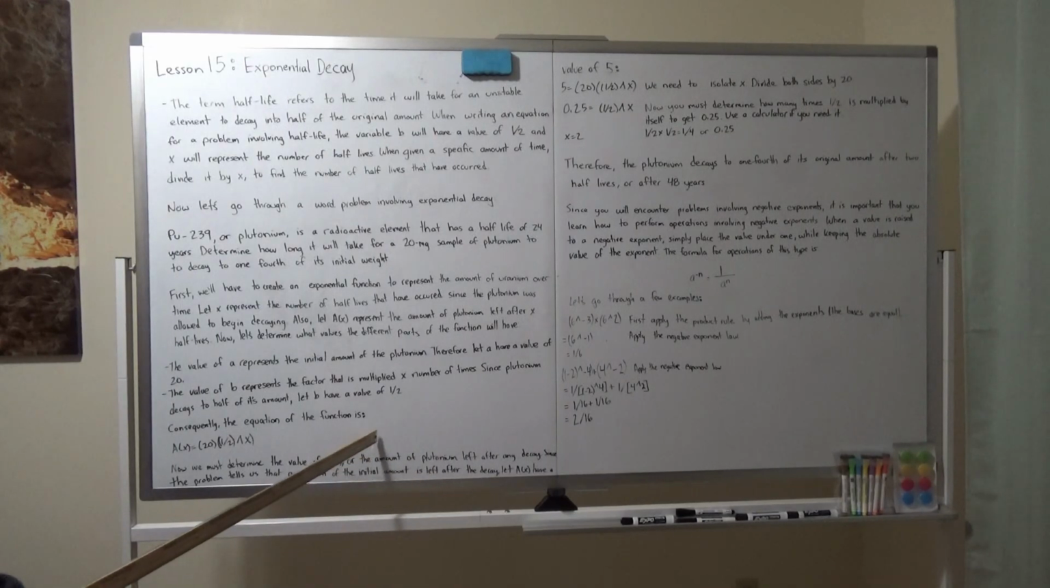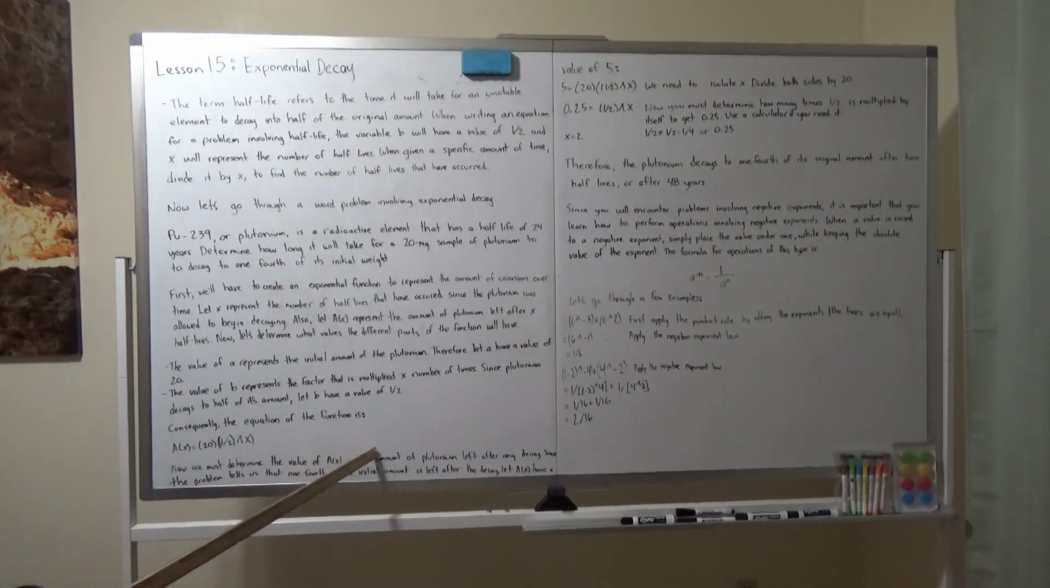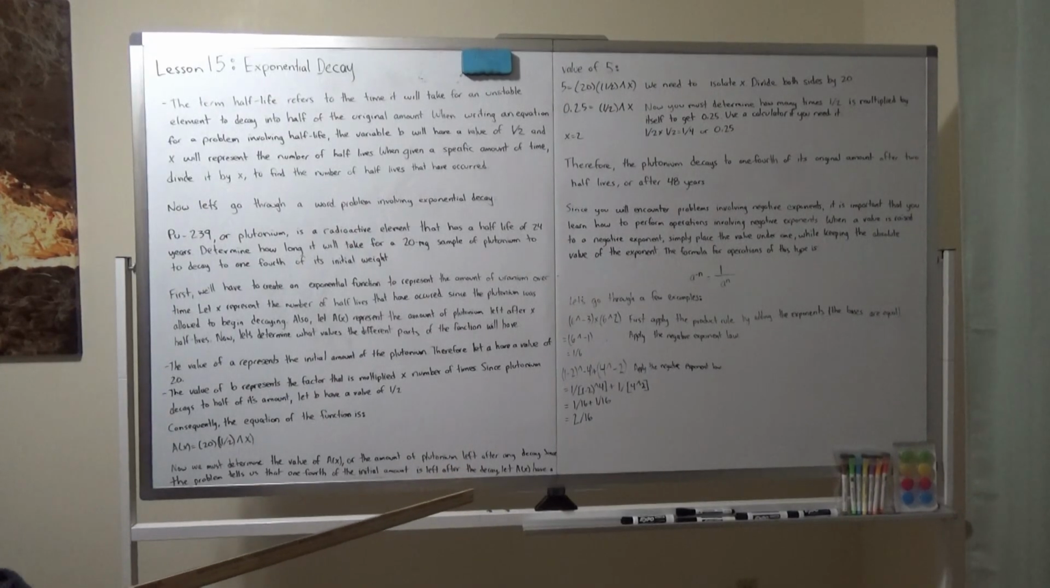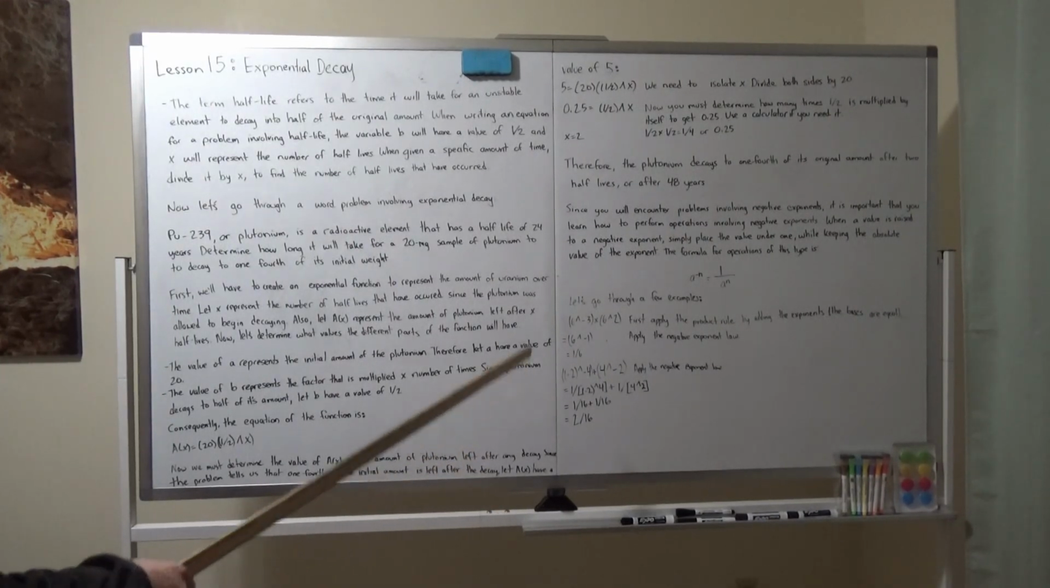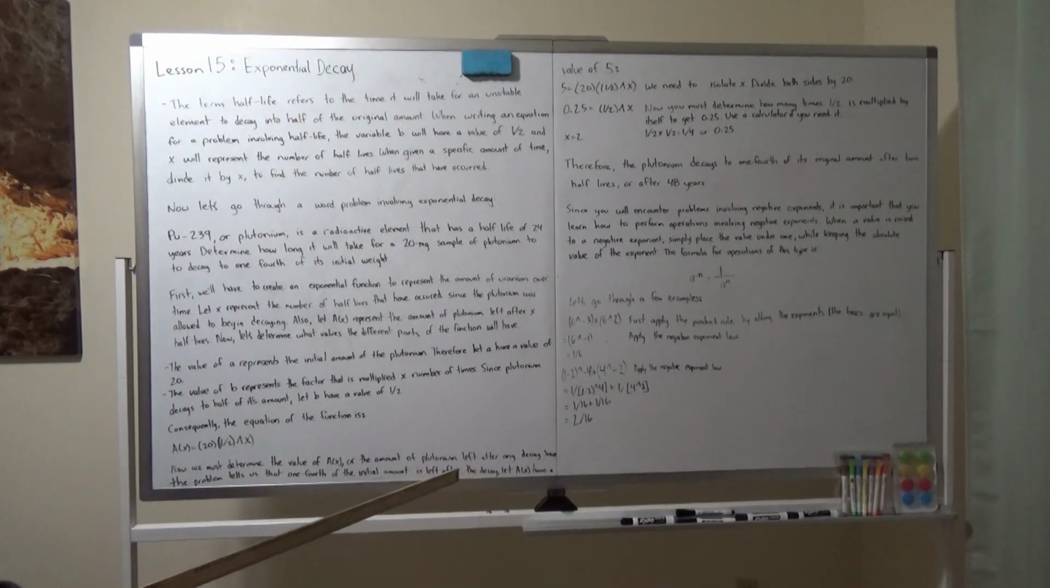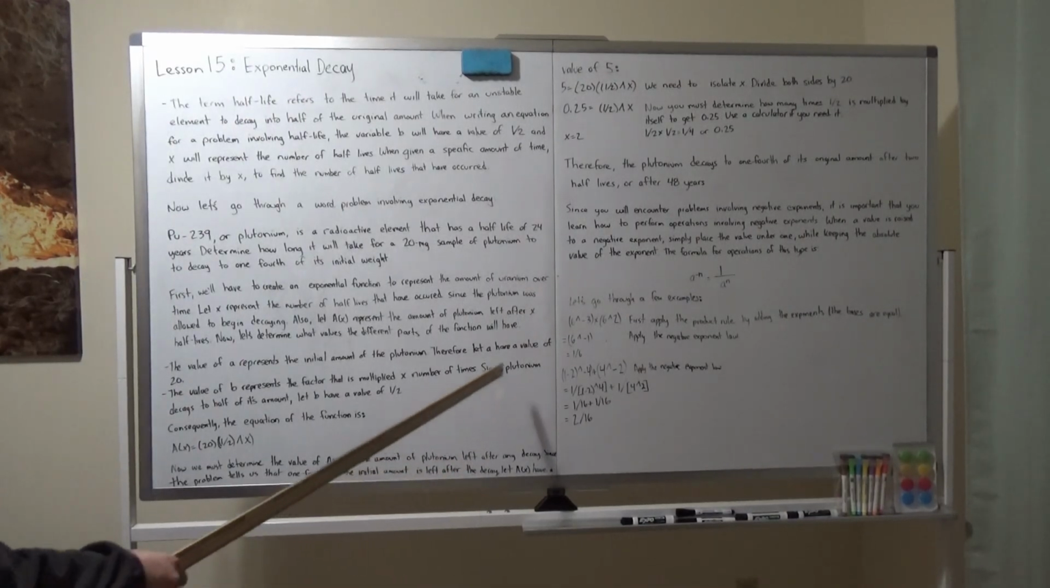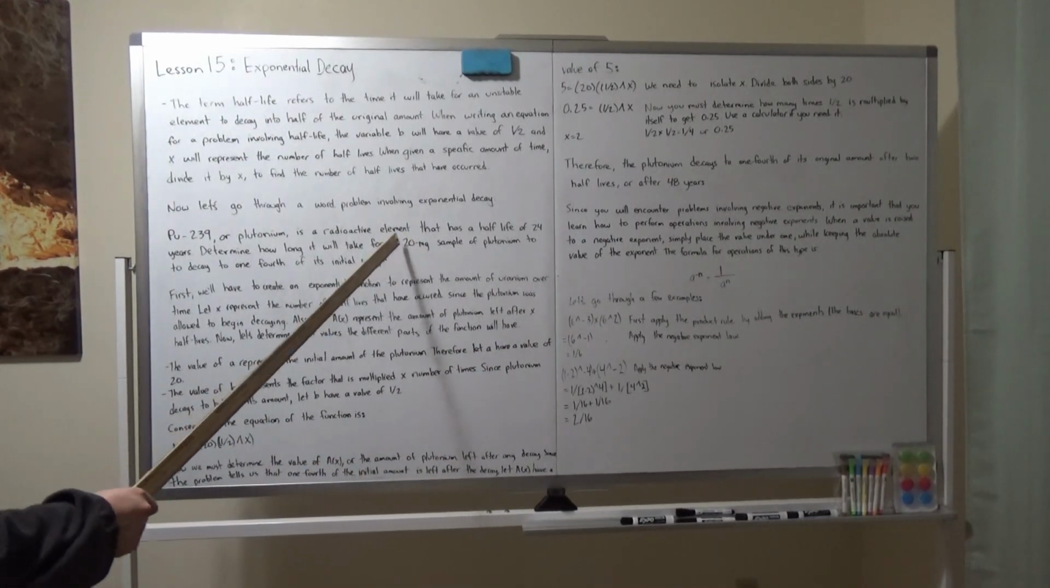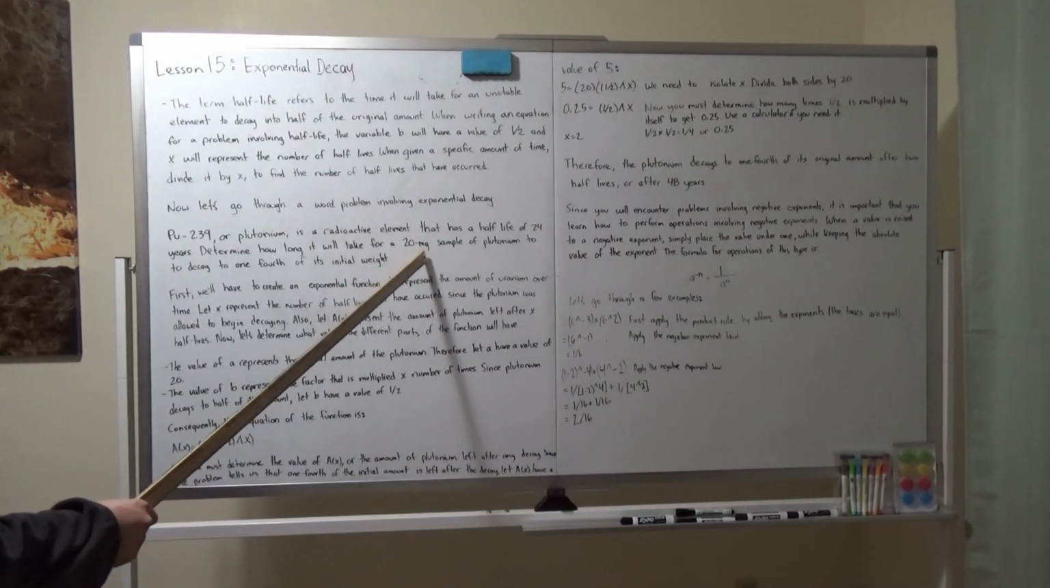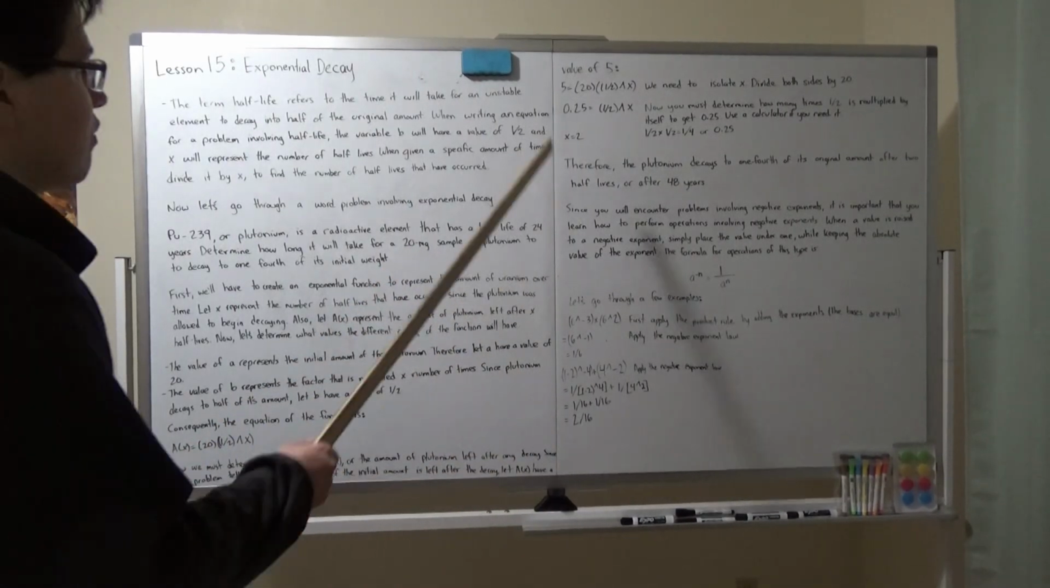Now we must determine the value of a of x, or the amount of plutonium left after the decay. Since the problem tells us that 1/4 of the initial amount is left after the decay, and 1/4 of 20 is 5 milligrams, let a of x have a value of 5.